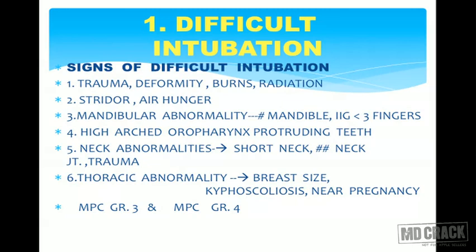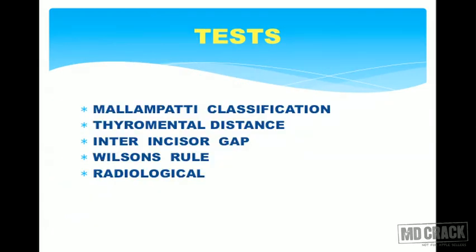And whenever during preoperative evaluation you come across these signs, you anticipate that this intubation is going to be a difficult intubation and be prepared for additional tools, additional methods, assistance so as to counter this problem. And this type of problem, if and when countered, comes under the heading of anticipated difficult intubation. What are the tests you should carry out? Mallampati classification, which has been discussed in detail in the previous module, thyromental distance, interincisor gap, Wilson's rule and radiological evidence. All these tests have already been discussed in preoperative evaluation.